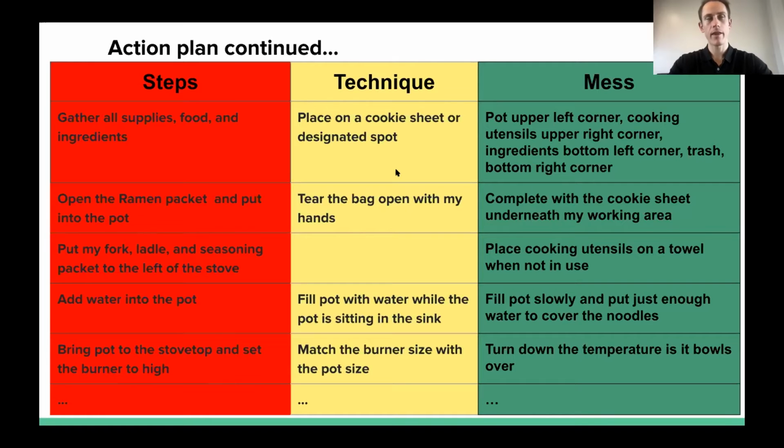So the next step, I think I'm going to grab my fork and ladle and the seasoning packet that came in the ramen, and I'm going to put that to the left of the stove.